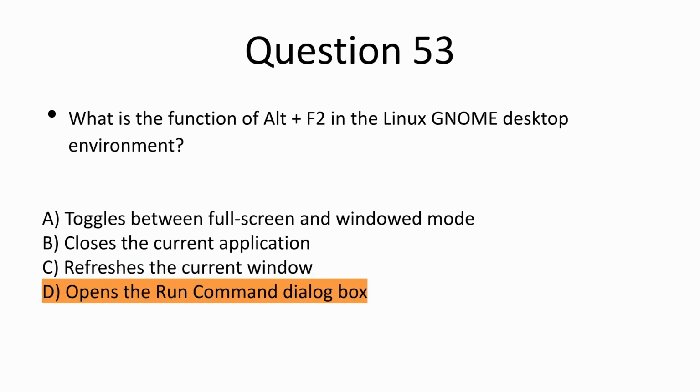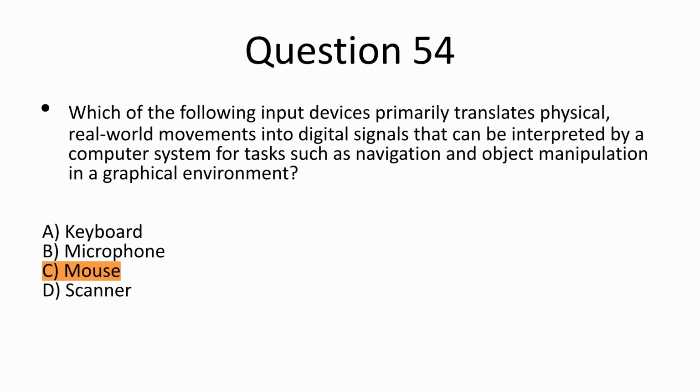Question 53. What is the function of Alt plus F2 in the Linux GNOME desktop environment? The function is D, opens the Run command dialog box. Question 54. Which of the following input devices primarily translates physical, real-world movements into digital signals? The correct device is C, mouse.